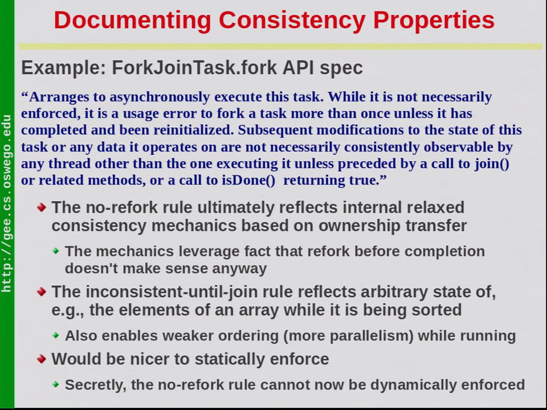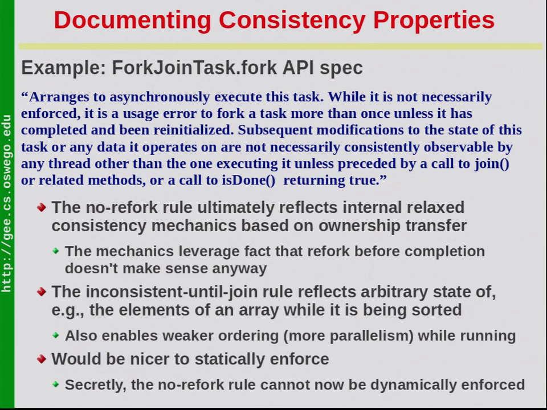So you might say you do all this and you've loosened sequential consistency. And it's true. And what it means is every time you do this, we actually have somewhere, at some level of some API, something that reflects that fact. Here's an actual Javadoc for ForkJoinTask.fork. It has this disclaimer: while it's not necessarily enforced, it is a usage error to fork a task more than once unless it has completed and been reinitialized.